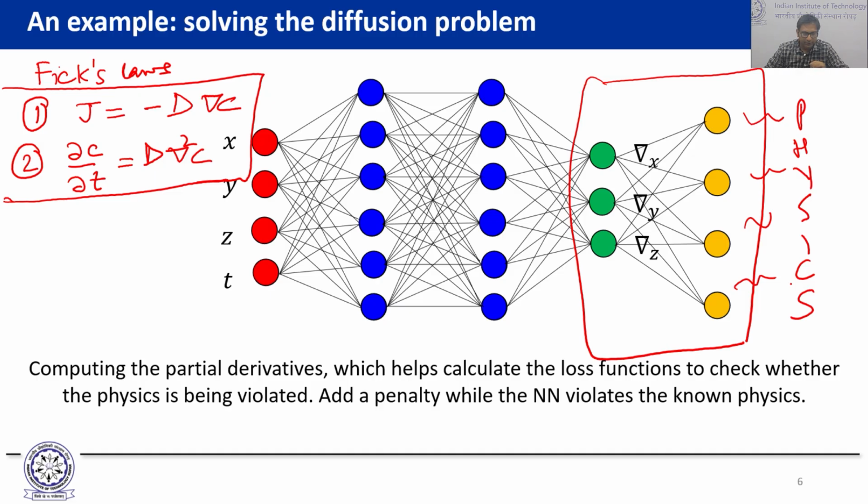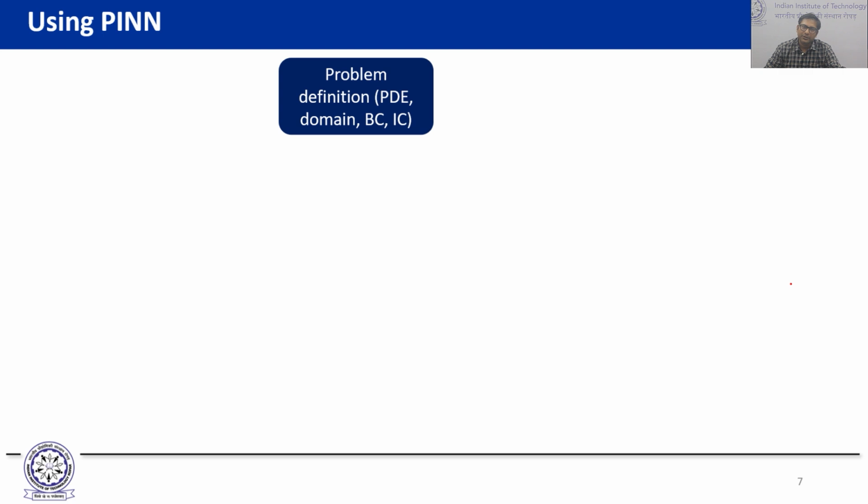So we will look into this process a little bit more clearly now. But in order to do that, let us first appreciate how one will implement this physics informed neural networks. So the first thing you have to do, as with any other problem, is you need to define the problem properly.